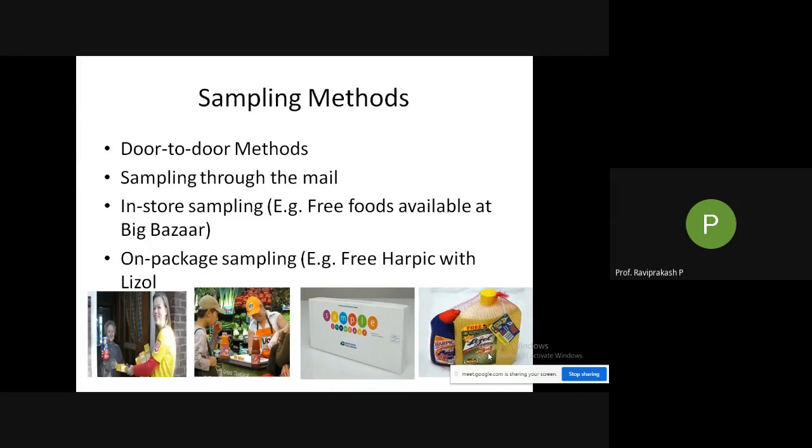So when you buy, you think that okay, I am buying this, I am getting more. And when you get it home, you use it. If you like it, you will buy it again. So that is on-package sampling. So free samples are clubbed with different products of similar category.